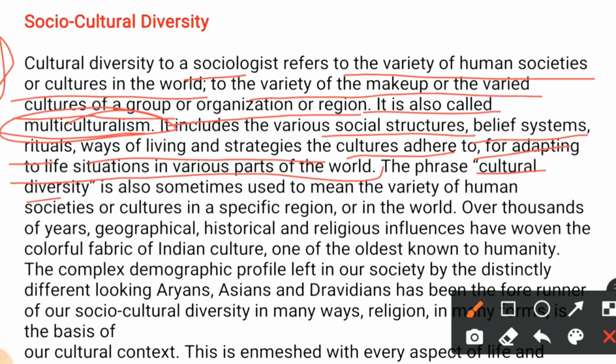The phrase cultural diversity is also sometimes used to mean the variety of human societies or cultures in specific regions or in the world. Over thousands of years, geographical, historical and religious influences have woven the colorful fabric of Indian culture, one of the oldest known to humanity. Today also India is popular for its own culture. Whether you take Rajasthani, Gujarati, Punjabi or South Indian culture, India is popular in the world because of its cultural plurality.